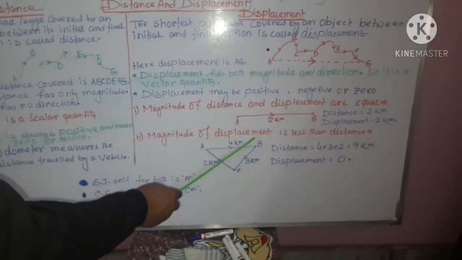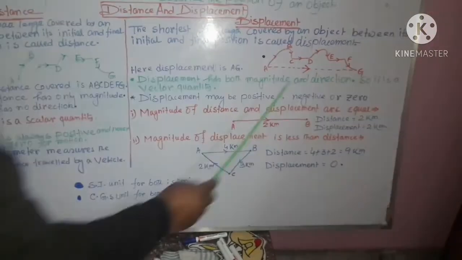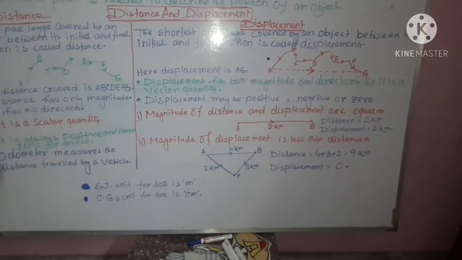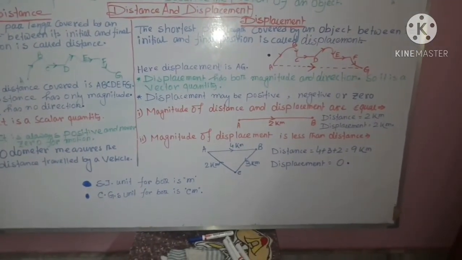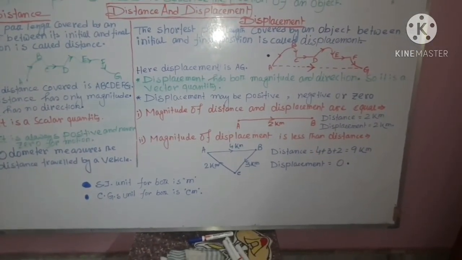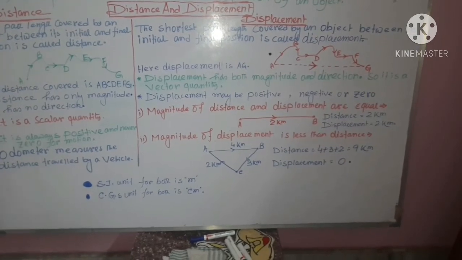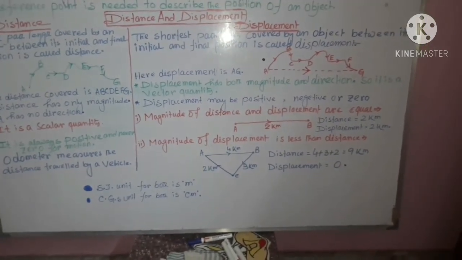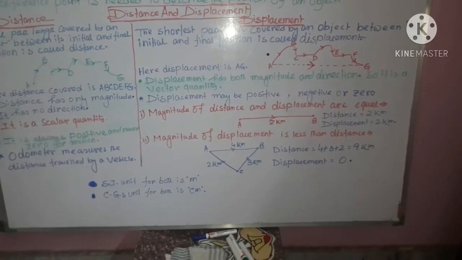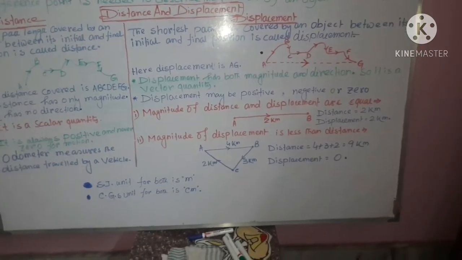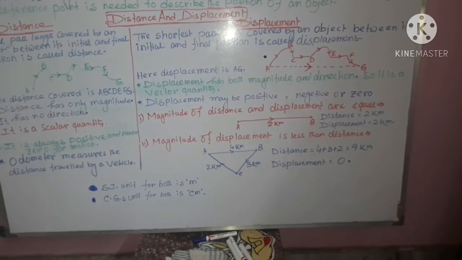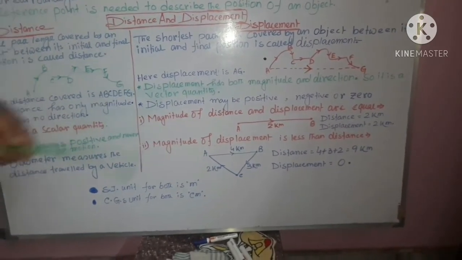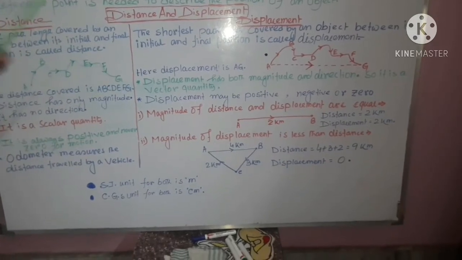Next. Magnitude of displacement is less than distance when an object is moving in such a way that during the motion the direction of the object changes. Then you have to remember displacement is always less than the distance.